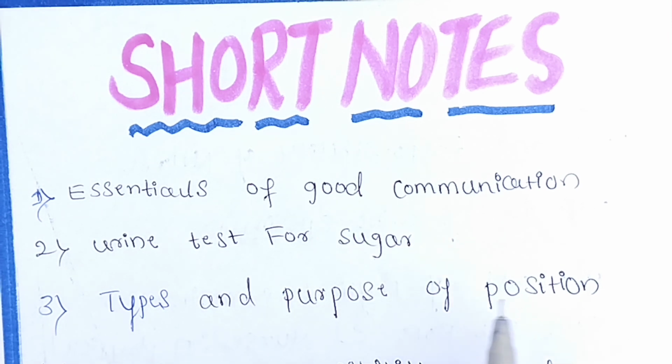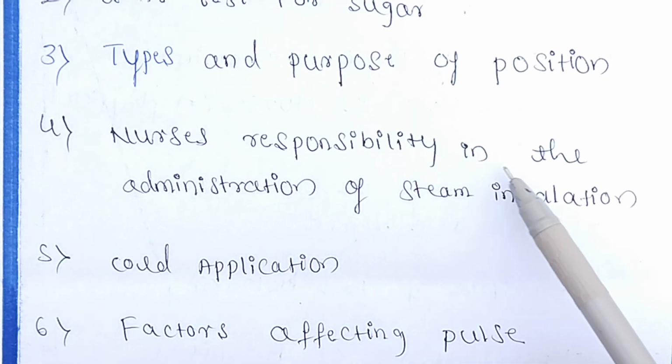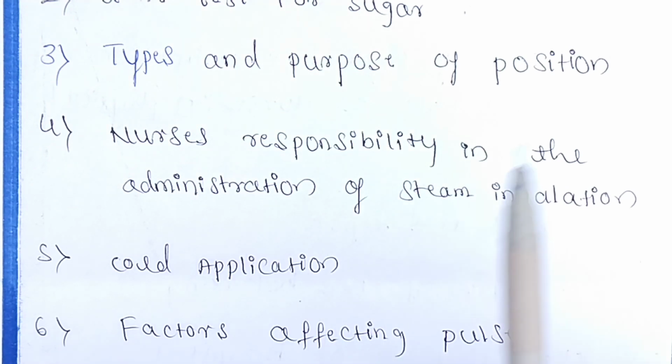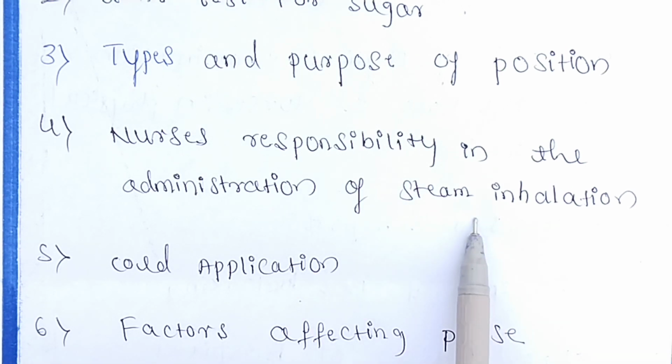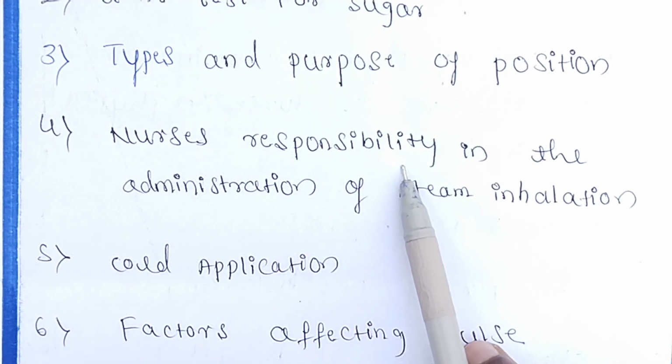So types and purposes of position will they ask, but first you have to write the definition of position, then write the types, then after that write the purposes of position. Next question, nurse's responsibility in administration of steam inhalation. So what all are the nurse's responsibilities in the administration of steam inhalation? Just write it all, and first write what is steam inhalation, after that write the nurse's responsibility.